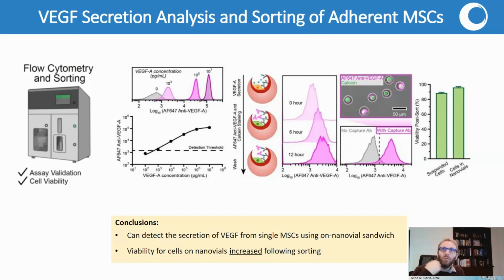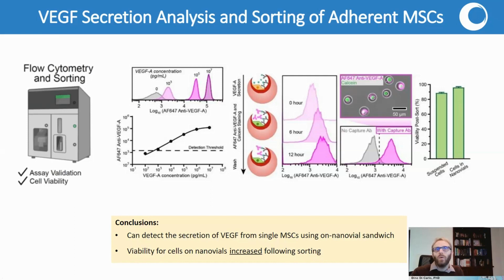So the first question is, can we get an assay like this to work? Are nanovials compatible with the cell transcriptomic workflow? We had many questions. And the short answer is yes, we can get the assay to work. This is just showing some data on VEGF dose response.